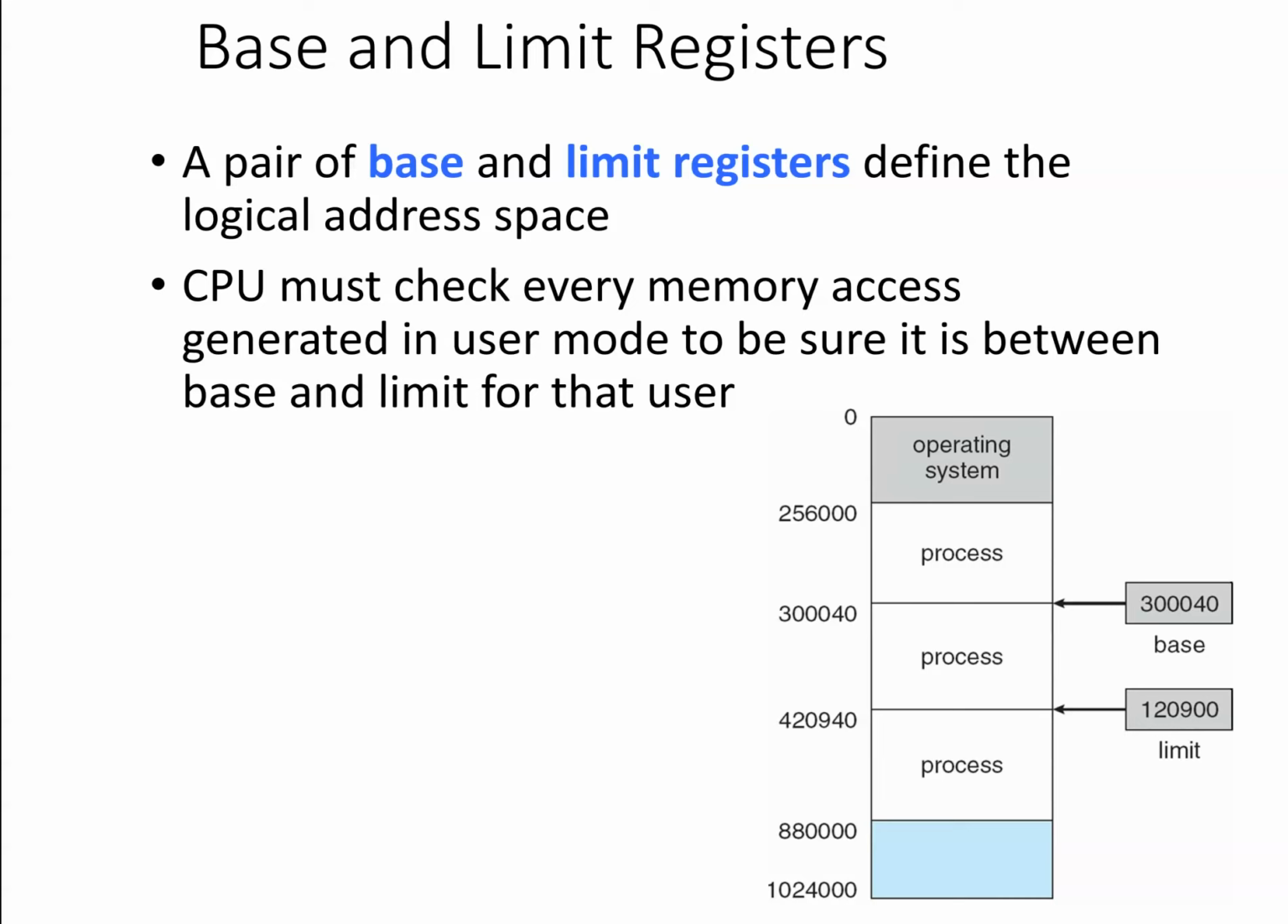A simple approach is a pair of base and limit registers, and they define a logical address space. The thing about this is the CPU has to check every memory access generated in user mode to be sure it's between the base and the limit. So here, for a process, we'd have a base of 300,040 and a limit of 120,900, and that would be the range for that process.